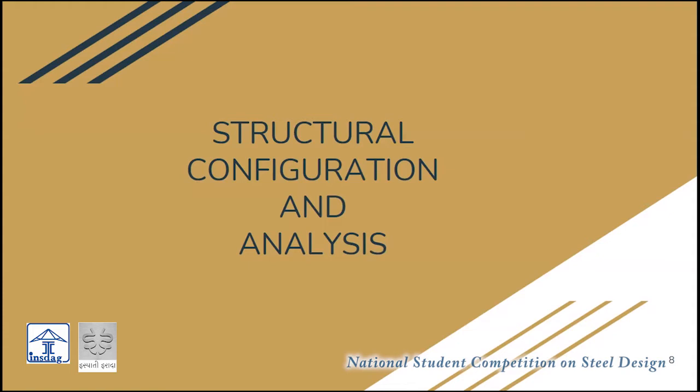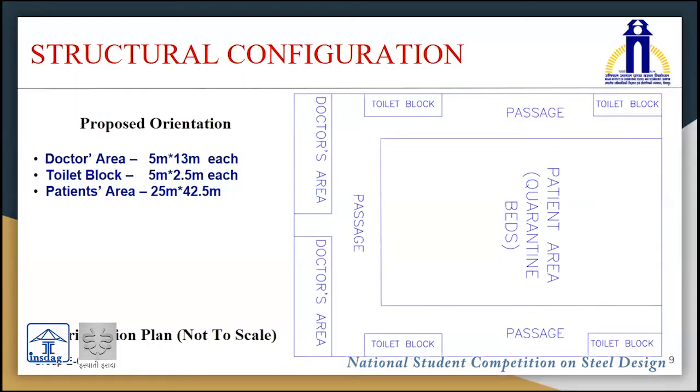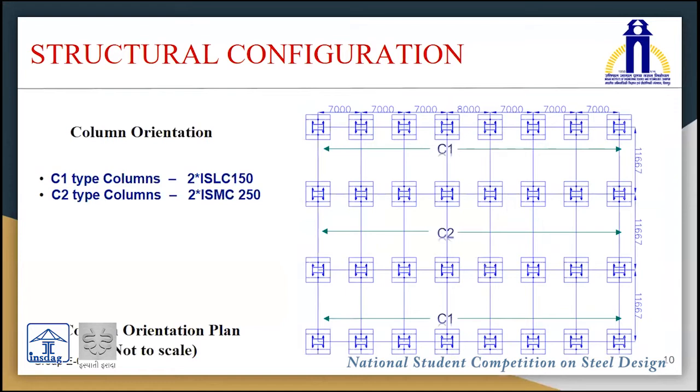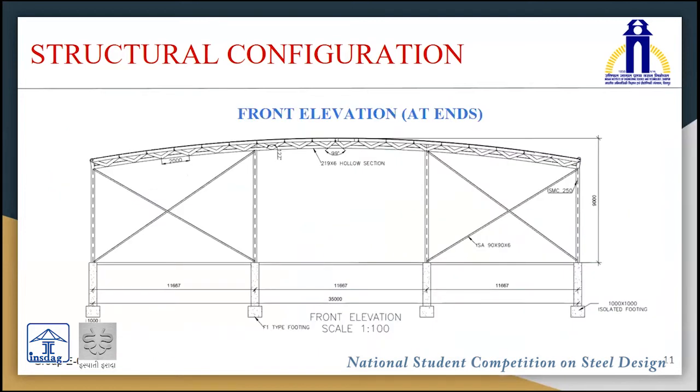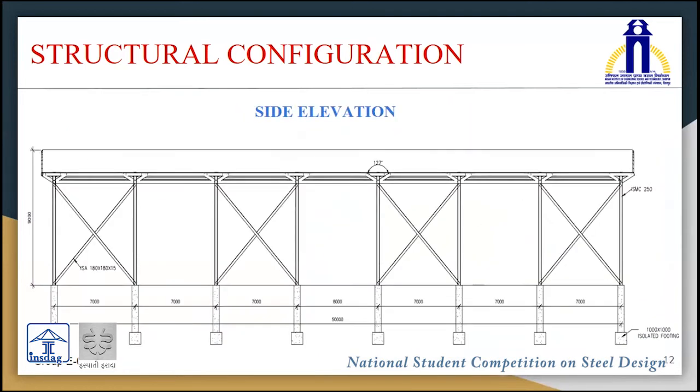Before going into the design and analysis part, let us first see the structural configuration in the following slides. This is the proposed orientation plan of the project showing the doctor area, toilet area, and the patient area. Next, we have the column orientation showing two types of column: back-to-back ISLC 150 and two back-to-back ISMC 250. Finally, we have the front elevation, which is shown at the ends, and the side elevation.